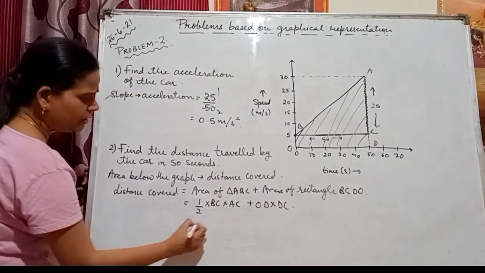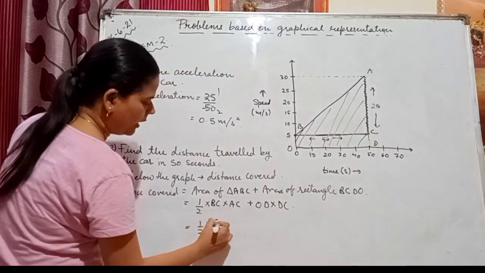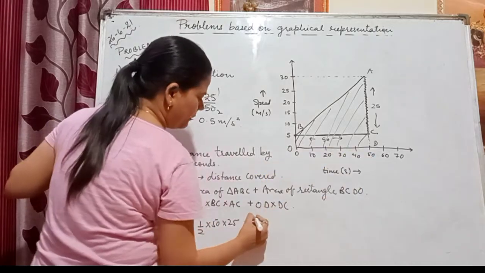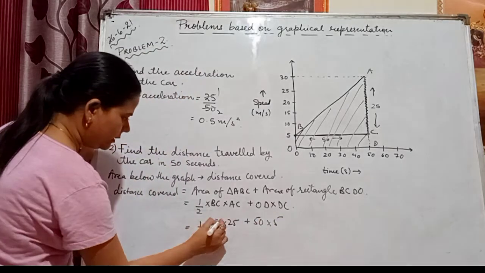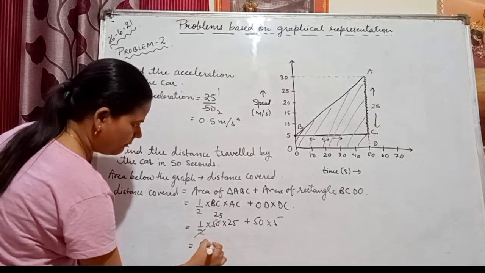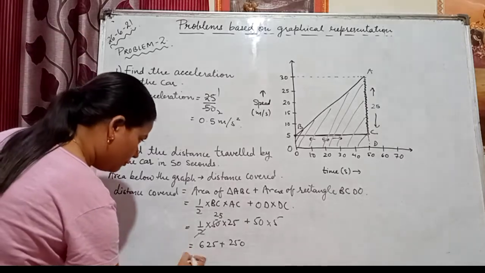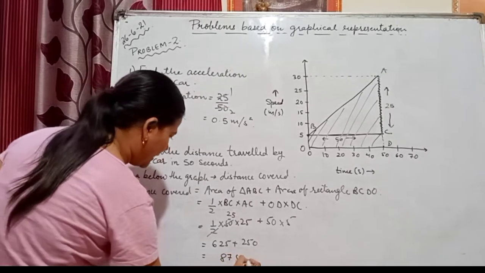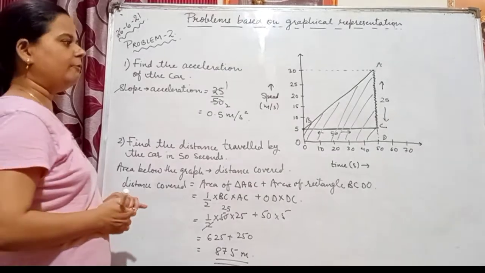Let us place the values now. 1/2 into BC, BC is 50, into AC, AC is 25, plus OD, OD is again 50, and DC is 5. So let us solve it. 625 plus 250. If we add, we will be getting 875 meters. So 875 meters is the distance covered in 50 seconds.